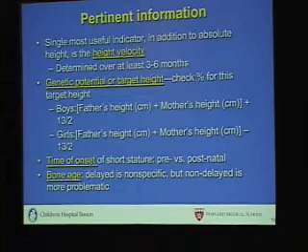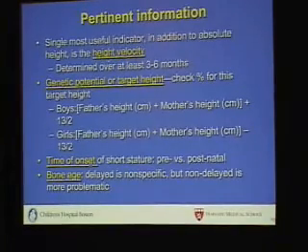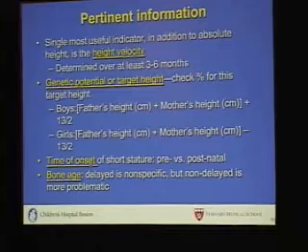So what do you need to know ahead of time? Height velocity is very important. It's the single most useful indicator in addition to absolute height, and you have to determine it over at least 3 to 6 months. Hospitals with electronic medical systems have actually made it really easy. If you have growth charts in your hospital system, you can actually click on the 2 growth parameters and it'll calculate the growth velocity for you.